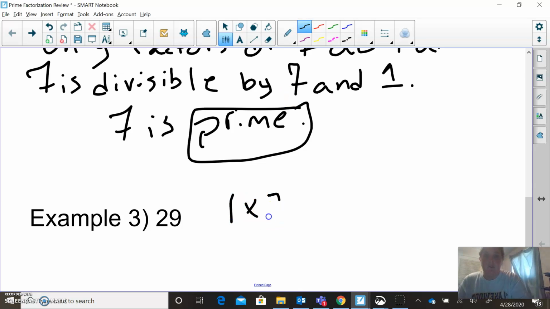So 1 times 29 equals 29. That's it. There's nothing else you can multiply to get to 29. And I'll show you some composite numbers in the next slide.